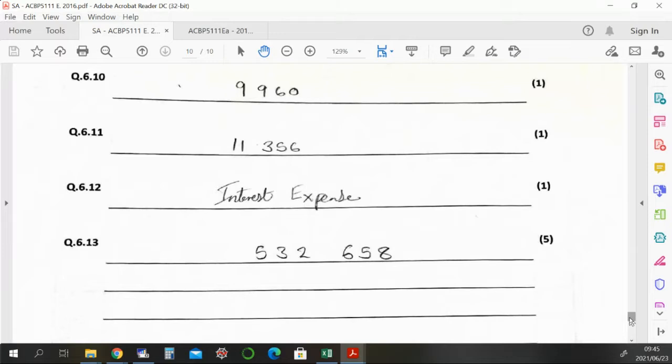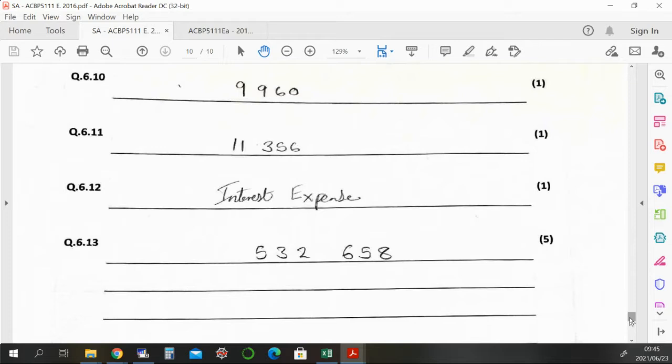So 6.10, we say, okay, interest on fixed deposit. What is the amount? Go to your post-closing trial balance. Interest on fixed deposit, same amount, 9,960. So you plug that in as your answer for 6.10. 6.11, doing the same thing, you should get 11,356. 6.12, again, you go to your post-closing trial balance to see which account has the amount 11,024. You should get interest expense for that. Okay, so we've done that.